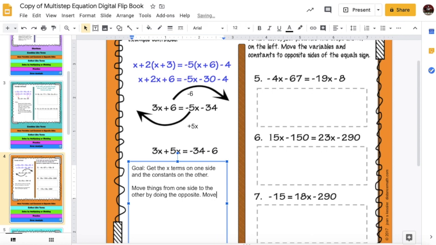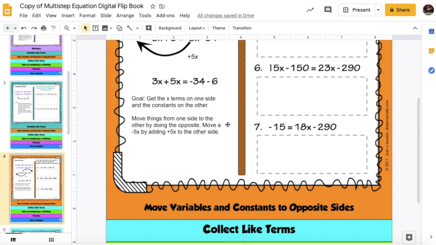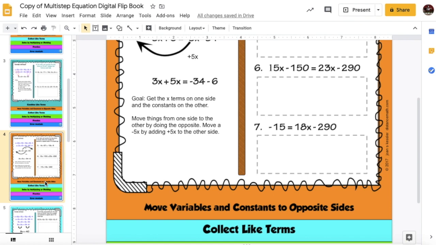So you can move a negative 5x by adding x to the other side. Okay, and after you've done that, the next thing is then to collect the like terms. So group these things together.